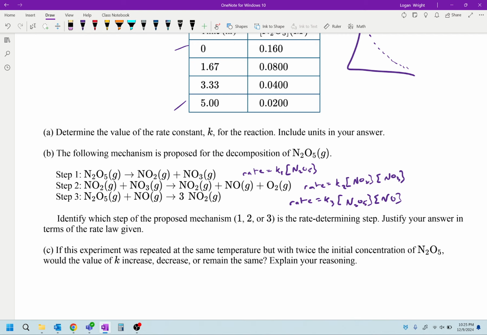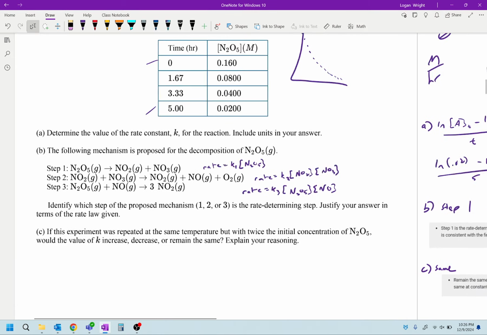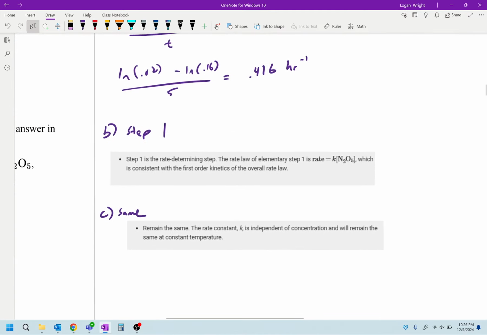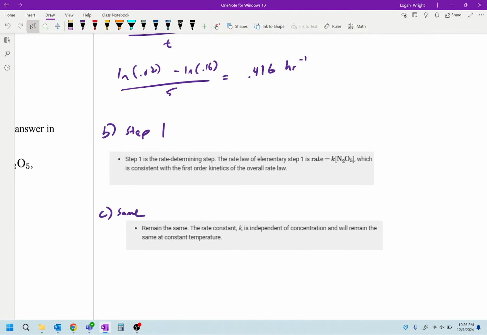Down here, I have 2 particles. The rate law is whatever's going on with that particle times whatever's going on with that particle. So that's what you can see I write over here. And then for the third one, I also have 2 particles. So this first one is the only one that matches the overall rate law that was given, which means step 1 must be the slow step. They told us the rate law of the elementary step 1 is this, which is consistent with the first order kinetics of the overall rate law.